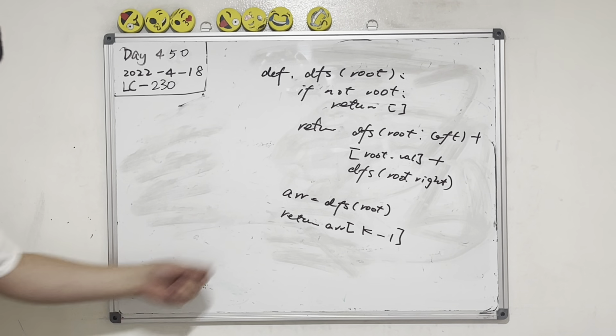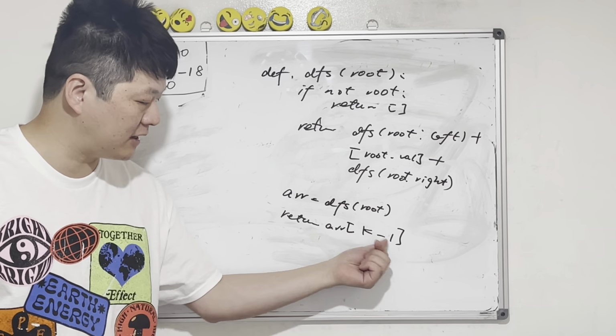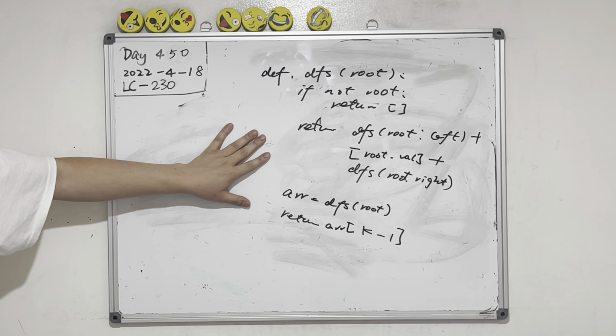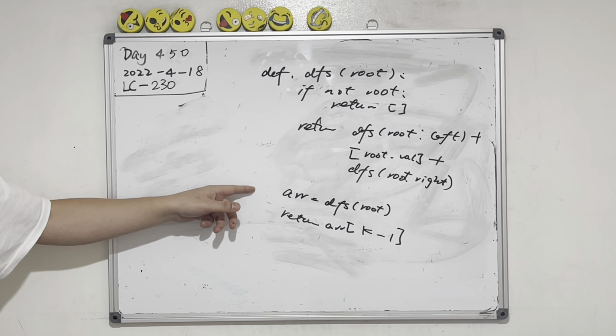K minus 1 because they start with 1, and first one is the index. You see? That's the most simple one, right? So the pros is it's very simple to implement, okay? The cons, the disadvantage. Well, the disadvantage is what?